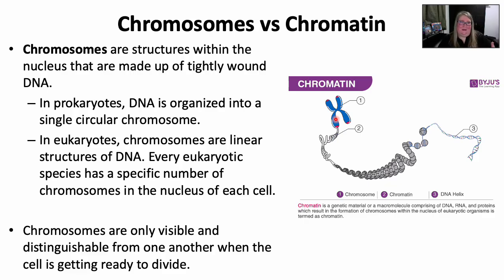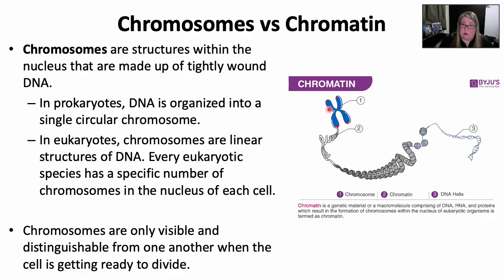Each organism has a characteristic number of chromosomes. In prokaryotes, the DNA is tightly organized and tightly wound into one single circular chromosome. In eukaryotes, the chromosomes are linear. In fact, after replication, they take on this X-like structure. We can see DNA in the cell when it is supercoiled into chromosomes. So every eukaryotic organism is going to have a unique and specific number of chromosomes in the nucleus.